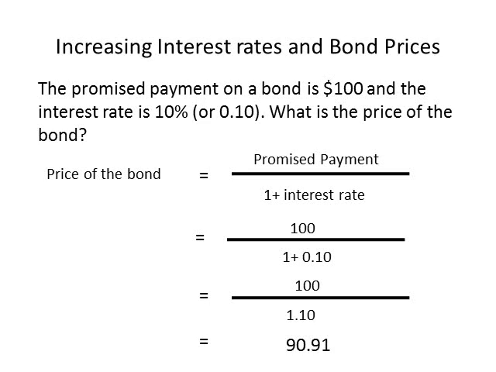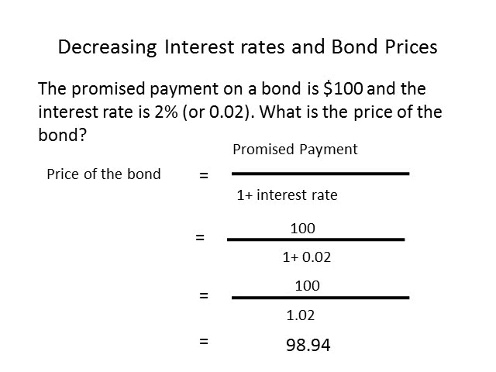Let's look at another example. Once again, the promised payment on the bond is $100 and the interest rate is 10%. What is the price of the bond? Once again, we'll start out by writing down the formula, the promised payment divided by 1 plus the interest rate. Next, we'll substitute in 100 for the promised payment and 0.10 for the interest rate. Next, we're going to have 100 divided by 1.10, and if we do the math, we find out that's $90.91. What this means is the investor buys the bond at $90.91, and in 1 year he or she redeems it for $100.